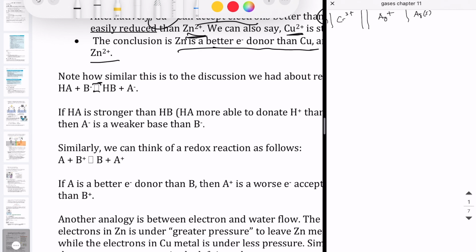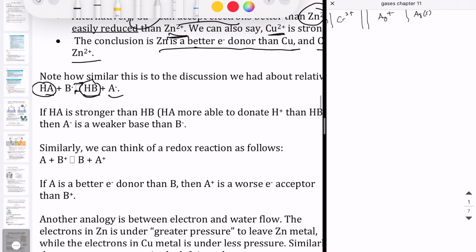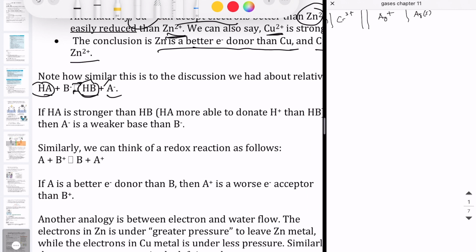Just as a quick reminder of that acid-base discussion, when we have a reaction like this, let's say HA and B minus, HA being the acid, B minus is the base, forming HB, the conjugate acid, and A minus, what we say is that if HA is a stronger acid than HB, which again means that HA is better at giving away its proton than HB, then automatically we can also conclude that A minus, the conjugate base of HA, is going to be a weaker base than B minus.